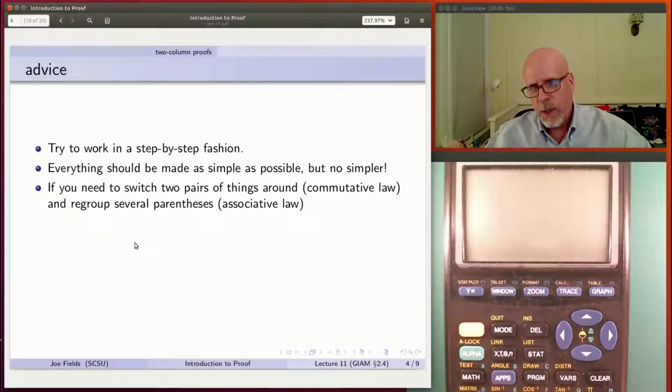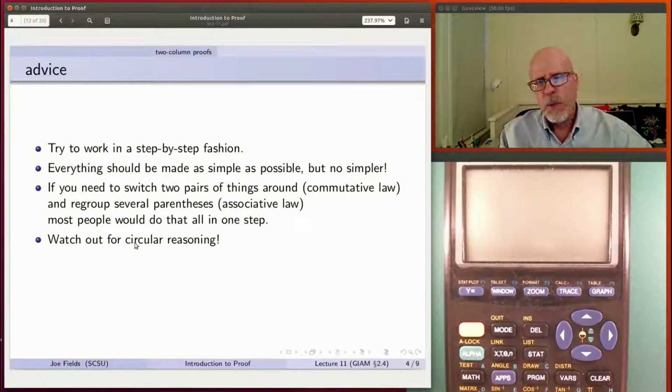Commute the first one, say that was a commutative law, then commute the second one, say that was a commutative law. You might be doing other junk, like something simple though, like regrouping with parentheses. You can do all that at once. Most people would do that all in one step and say associative and commutative laws were applied. And then you give your reader a little challenge. Don't expect them to make leaps of faith, but it's reasonable to do a couple of moves and have them look at it and figure out what it is.